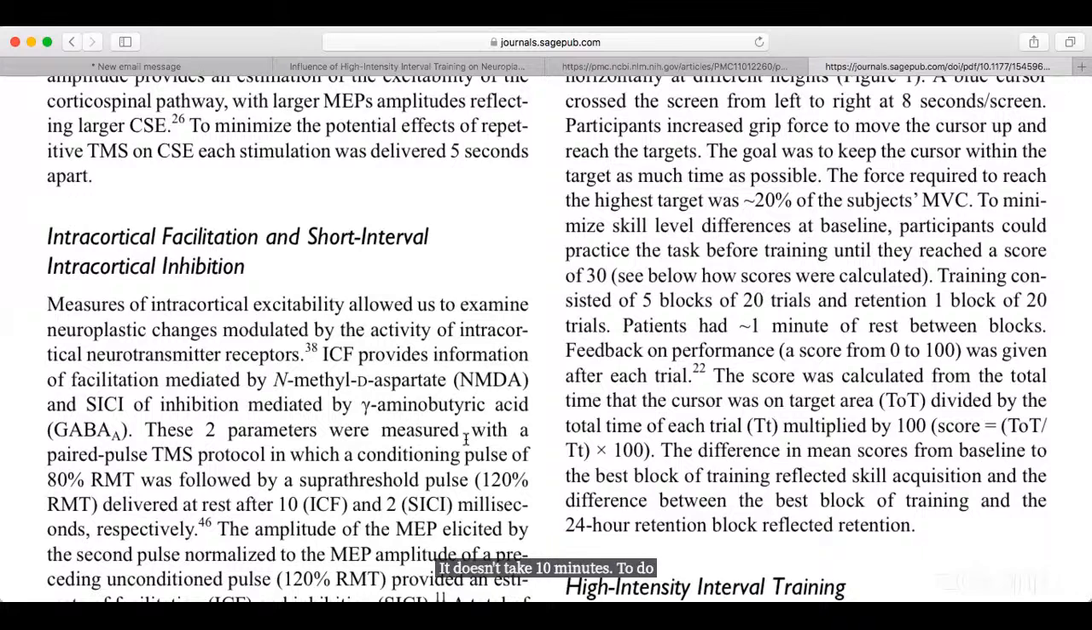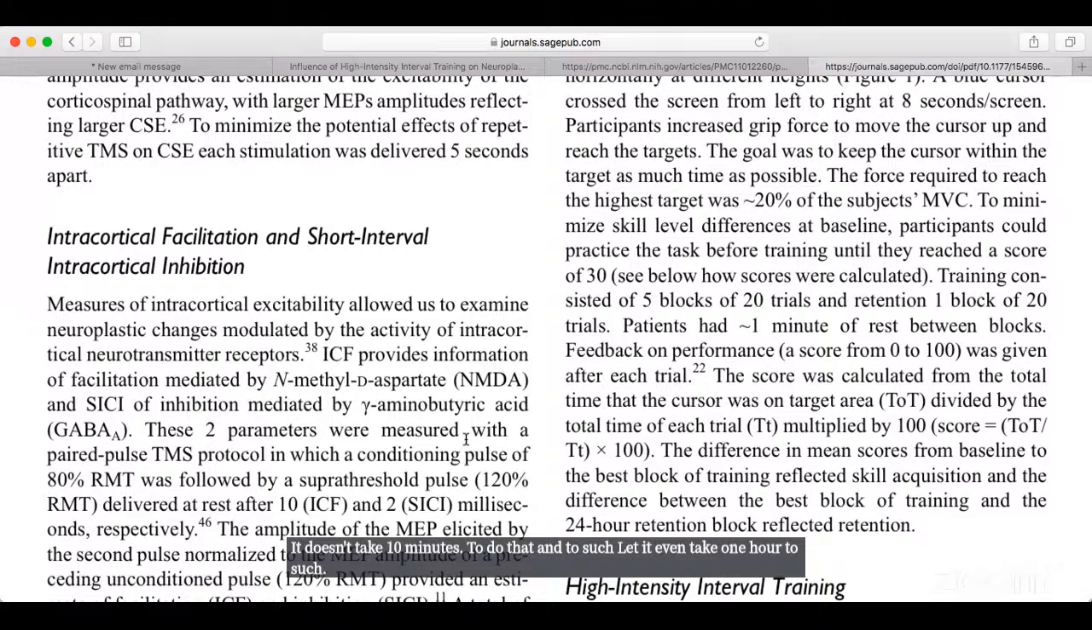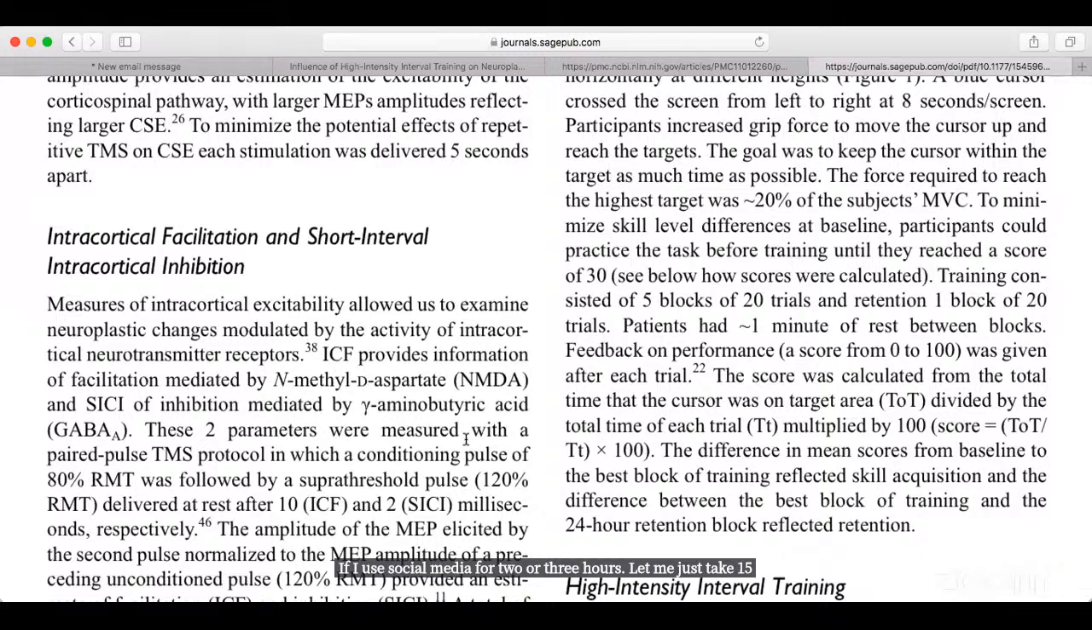And to search, let it even take 1 hour to search. If I use social media for 2 or 3 hours, let me just take 15 minutes every day to search for articles. Save them, read one out of them. Tomorrow, read another one. Continue like that and see the magic that's going to happen in your practice.